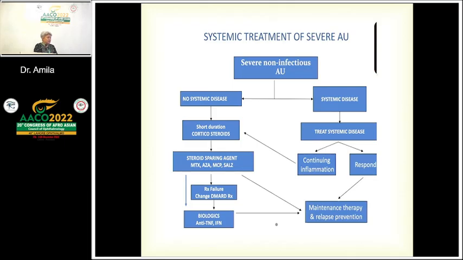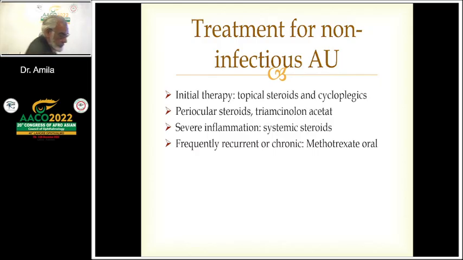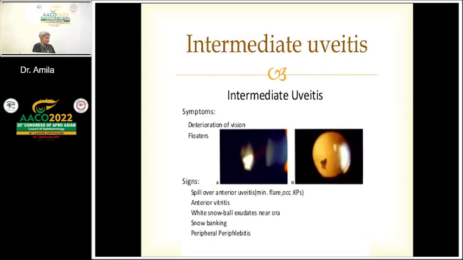And how can we treat? You know, there are systemic and non-systemic diseases, with response and without response to our treatment. Initial therapy starts with topical steroids and cycloplegics, periocular steroids, triamcinolone acetate, and severe inflammation with systemic steroids. If frequent or chronic, you also have to use oral methotrexate.